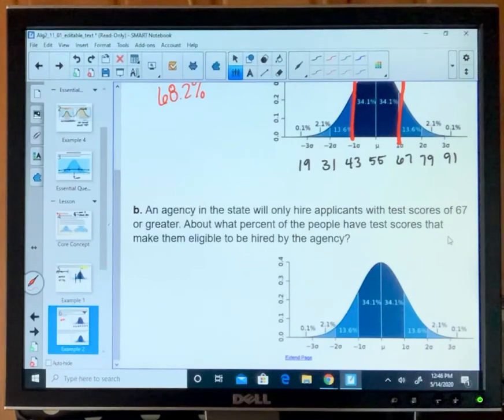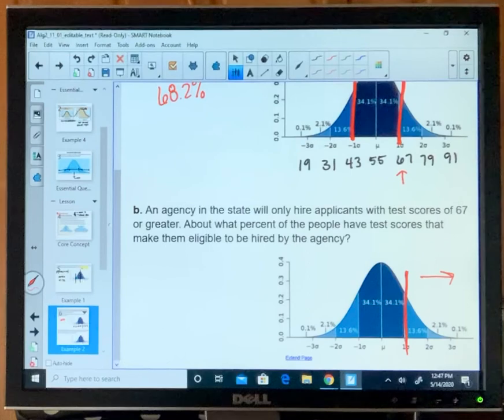So an agency in the state only hires people with test scores of 67 or greater. So we did this, our numbers up here, and we found out that 67 was 1 standard deviation away. So I'm going to go to that 1 standard deviation. And then it says, or greater. So I know I'm going like this. I'm saying anything more than 1 standard deviation. What percent of people have test scores that make them eligible to hire?